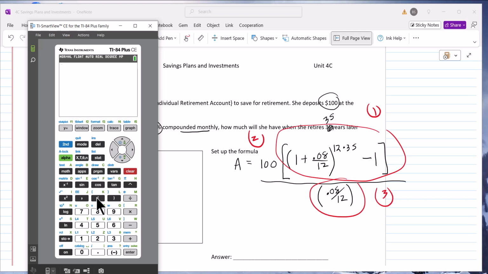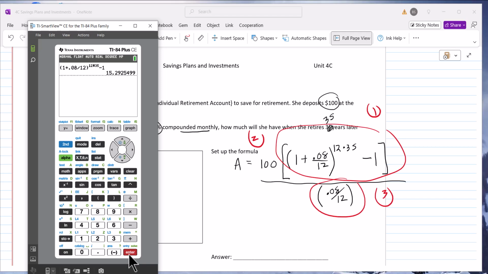So I'm going to put in 1 plus 0.08 divided by 12, close parentheses, raised to the 12 times 35. Like that. And then minus 1. Get out of the exponent and don't forget about the minus 1. Now you don't have to write this down if you do it the way I'm showing you right now.